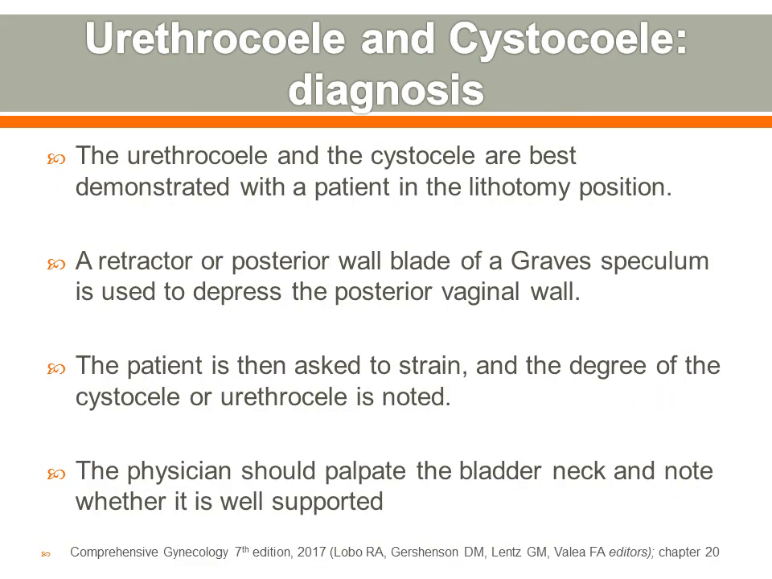The urethrocoele and the cystocele are best demonstrated with the patient in the lithotomy position. So we use a retractor or the posterior wall blade of a Graves speculum to depress the posterior vaginal wall. The patient is then asked to strain or do the Valsalva maneuver, and the degree of the cystocele or urethrocoele is noted. The physician should palpate the bladder neck and note whether it is well supported.